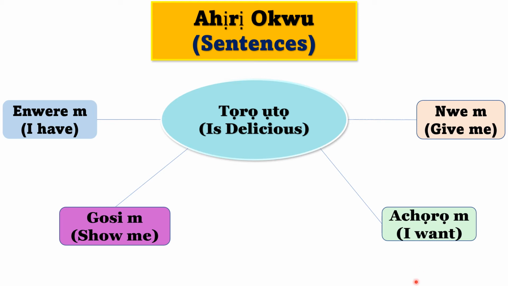So follow me. Let's see examples of how to use the words to form sentences with the items we have already highlighted in this study. So we'll be using enwerem, which means I have, nyem, that is give me, toro uto, which is delicious, gosim, show me, achorom, I want, to form sentences using some of the items we highlighted in the previous slides.